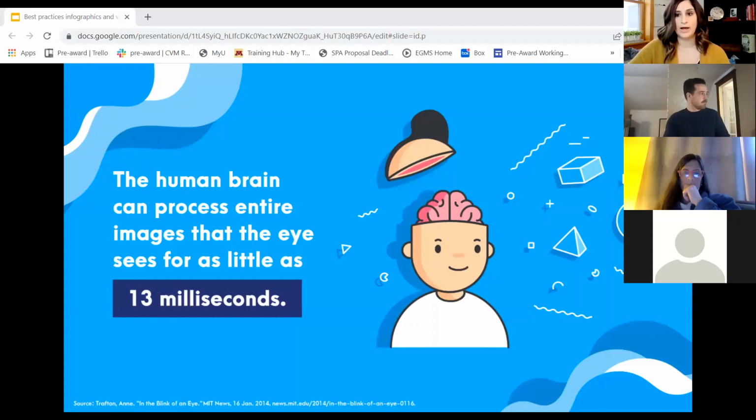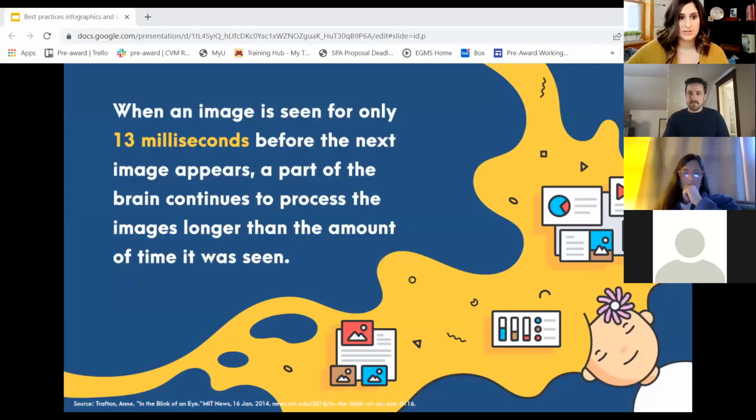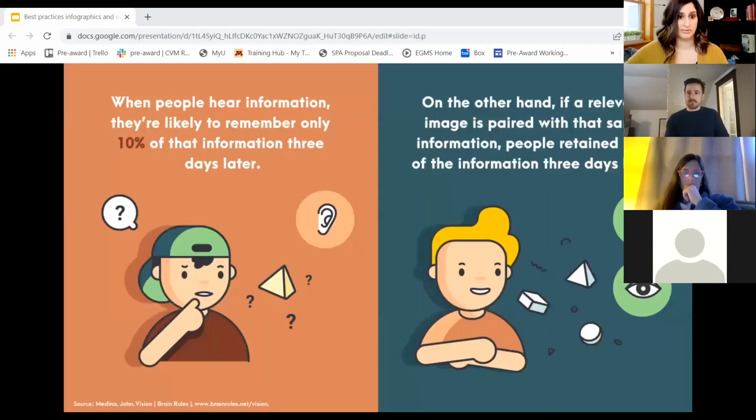So why this medium over others? Well, there's been a lot of research on this. The human brain can process images as quickly as 13 milliseconds. Not just processing the information, but the brain then continues to process it even after the image is no longer there. It's just a really strong way to get a person to continue thinking about what you've presented even after it's no longer in front of them.